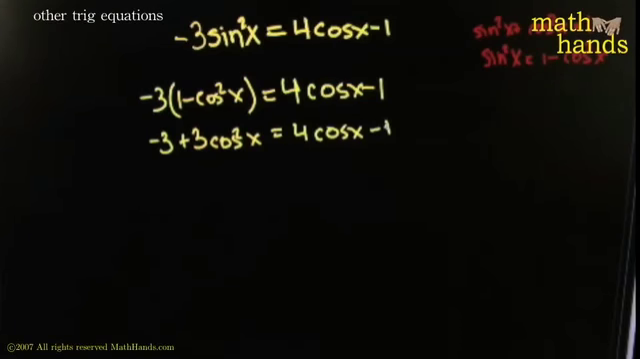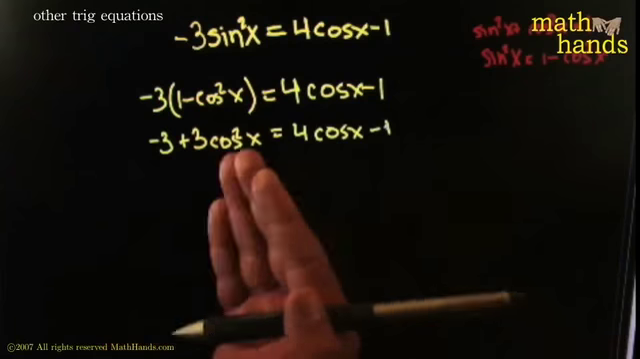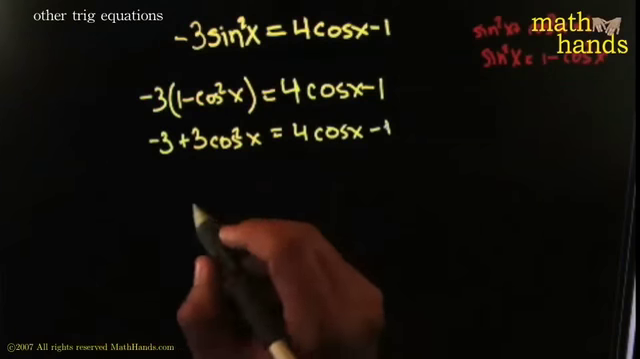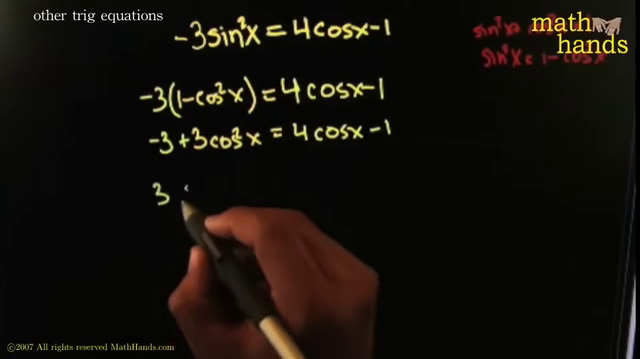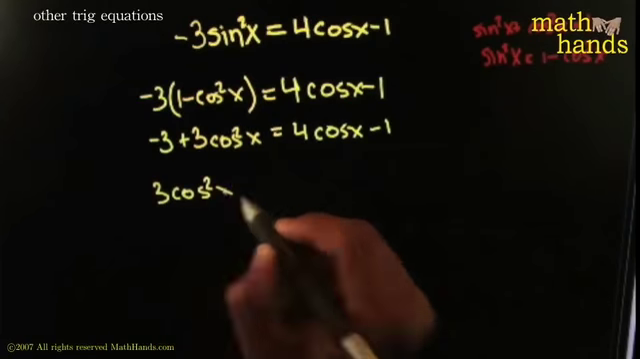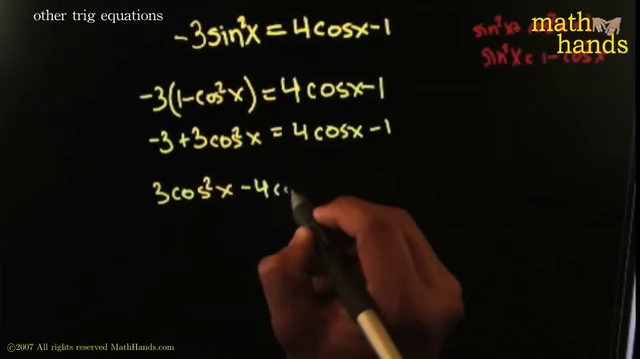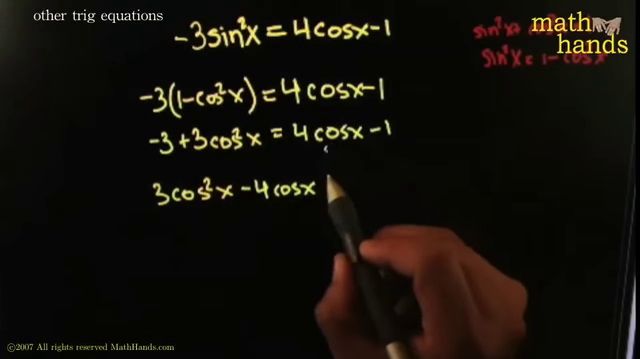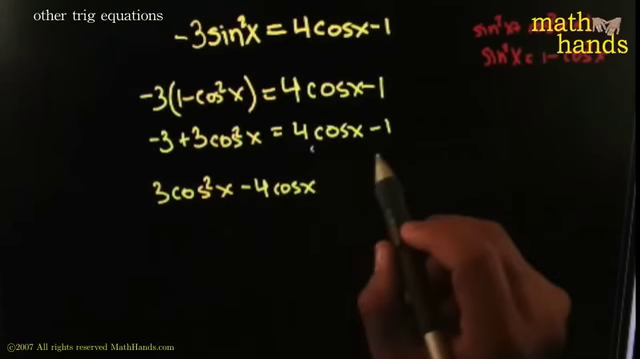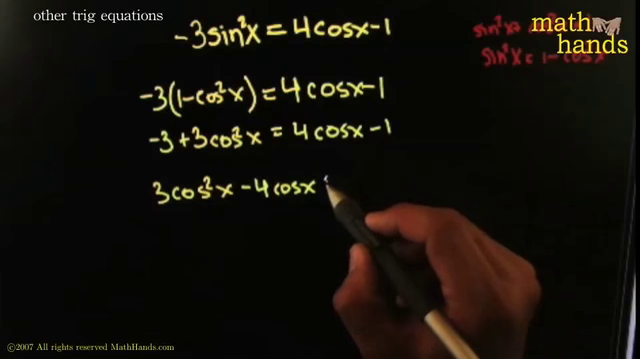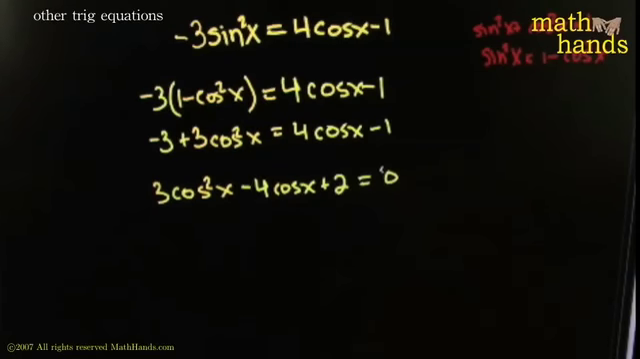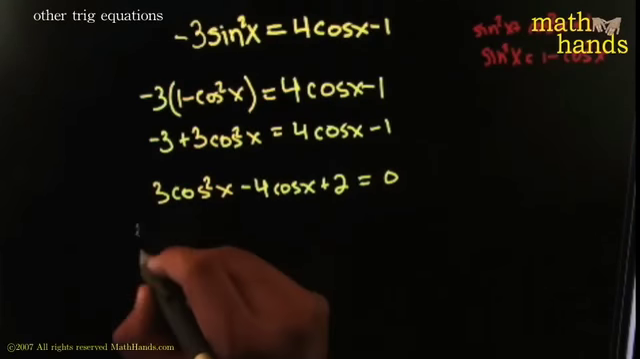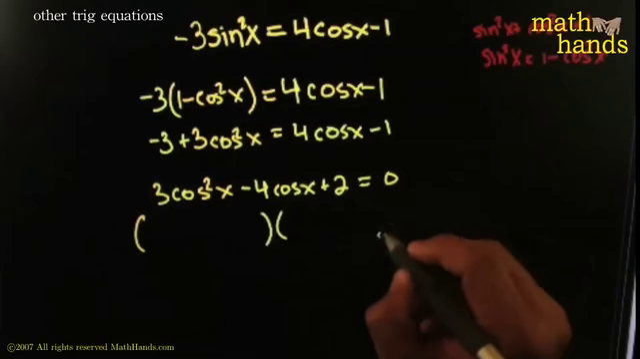And then maybe we can get all the stuff to one side, just like you would on a quadratic. And so you'd have that: 3 cosine squared x minus 4 cosine x, and then probably a 2 here, since you're adding a 1 to both sides, so you have plus 2 is equal to 0. Okay?